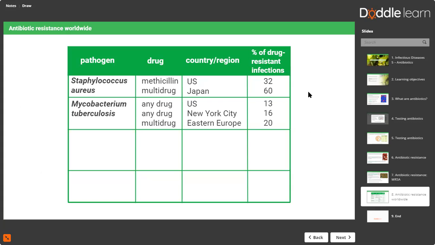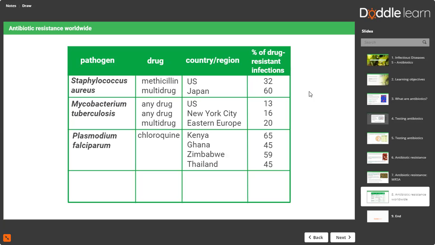If you look at TB, we've got resistance to any drug at all, completely resistant to any drug, and that's found in the US, and that comprises 13% of their drug-resistant infections. And in New York City, that's an even higher level at 16%. And in Eastern Europe, they've got a multi-drug resistant TB strain. It's not any drug, it's just multi-drug. It's getting closer to any drug.